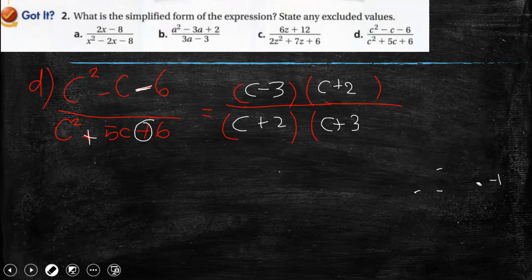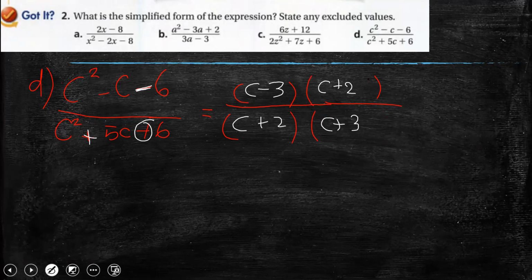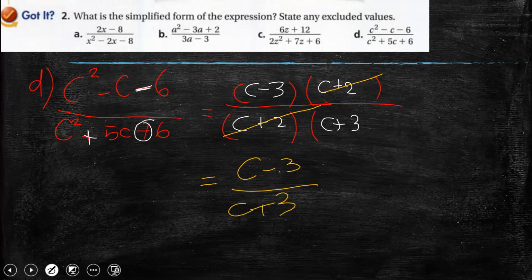Now I want to simplify. This one and this one will cancel each other since they are equal. So the simplified form will be c minus 3 over c plus 3. Now let's state any excluded values.